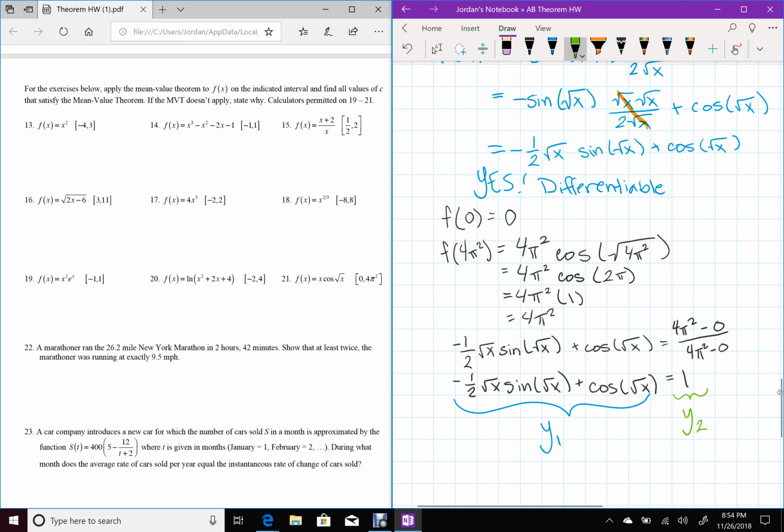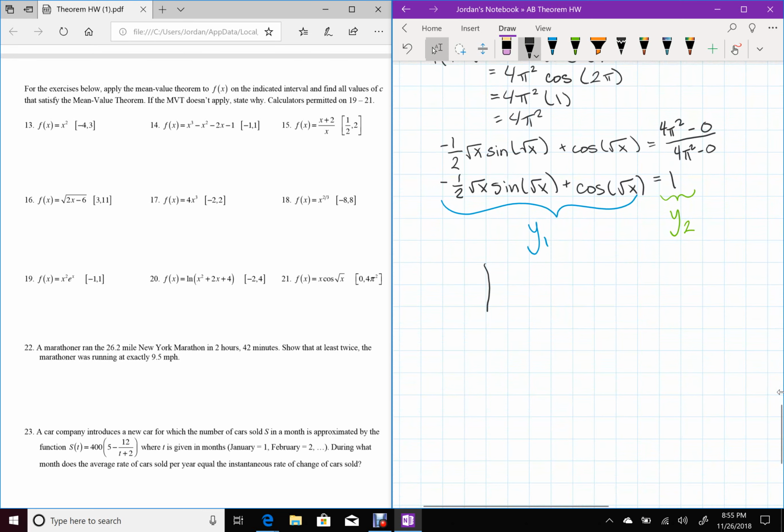So on my calculator, I'm going negative 1/2 square root of x sine of the square root of x plus cosine of the square root of x, and my y2 needs to just be 1. So then I graph it. I haven't changed my window since the last time we did it. Just waiting for it to graph.